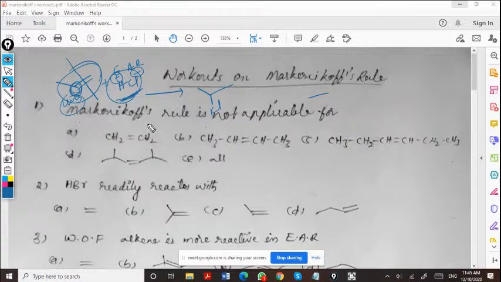So first question, Markovnikov rule is applicable only for unsymmetrical. So among A, B, C and D, which is not applicable?